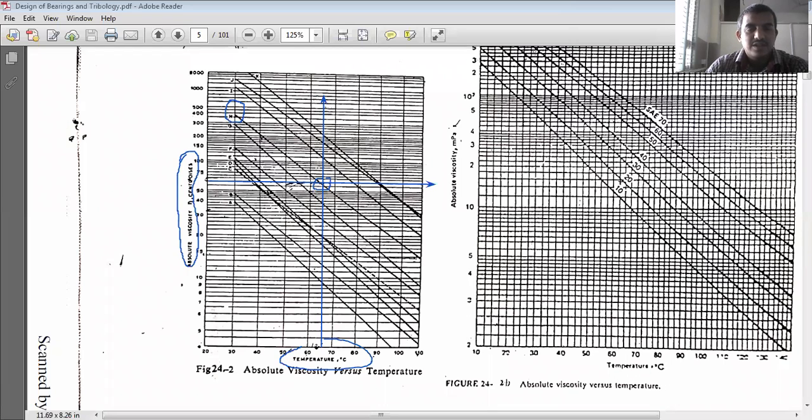Clear? Is there any doubt regarding this figure number 24.2? If you have doubts, please unmute yourself. Now operating temperature is how much? 65 degrees centigrade. And absolute viscosity is how much? 60 centipoise. I think exactly it means the H oil here.